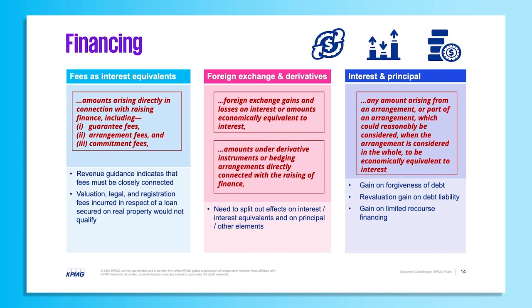Therefore, consideration should be given to matters such as debt forgiveness, for example, if the amount written off to the income statement contains any element of interest or interest equivalent, which is considered either deductible interest equivalent or taxable interest equivalent, it should be included in calculating net interest equivalent. A similar approach should also be taken in relation to revaluation gains on debt or gains on limited recourse financing to determine whether any element could be considered interest or interest equivalent.